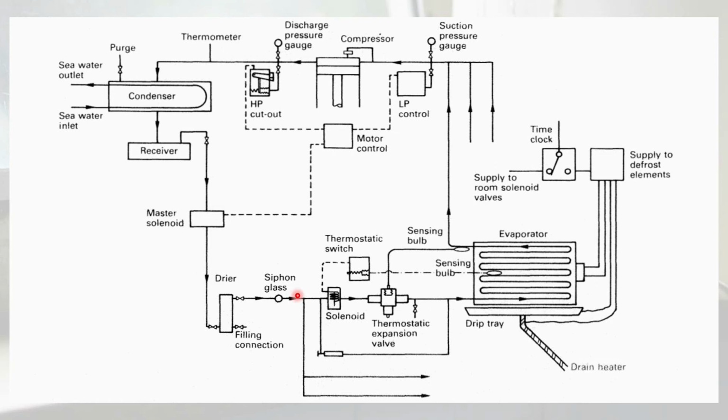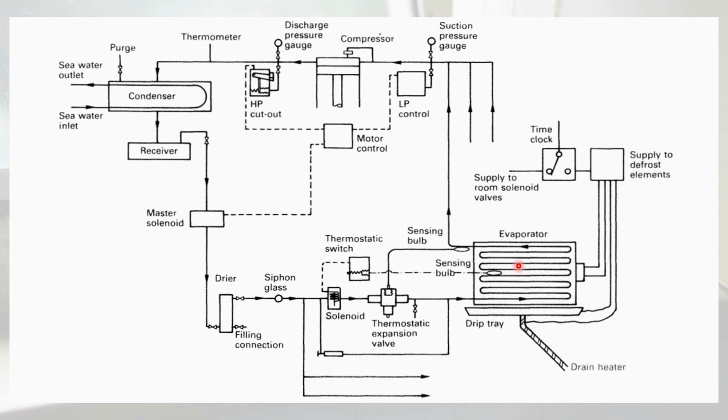For instance, I am taking a single evaporator room. Let us say it is only the meat room where you will be storing fresh meat. After the sight glass, it is sent to the solenoid valve operated by the thermostatic switch. This thermostatic switch is triggered according to the temperature that the evaporator needs. You can observe that the triggering point for this thermostatic switch is inside the evaporator.